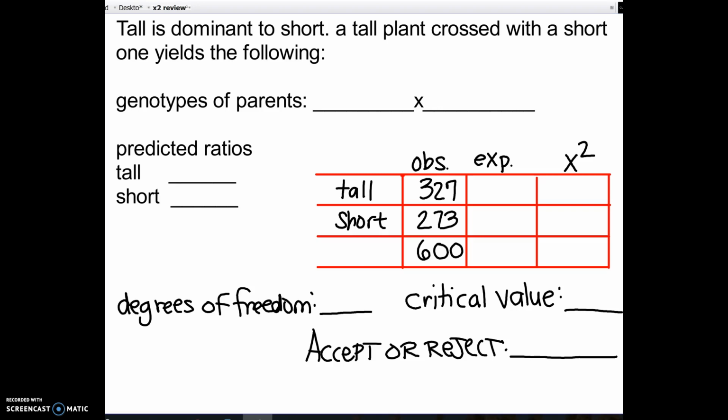So they're going to give you information. They tell you tall is dominant to short. Then they say that a tall plant crossed with a short one yields the following offspring. And you will notice the table is there, and it's already partially filled out with the observed offspring. And that's really important because you oftentimes need to see the offspring to figure out what the parents are.